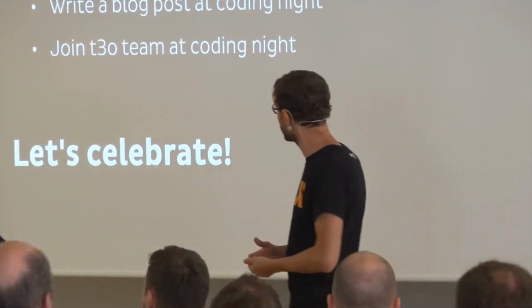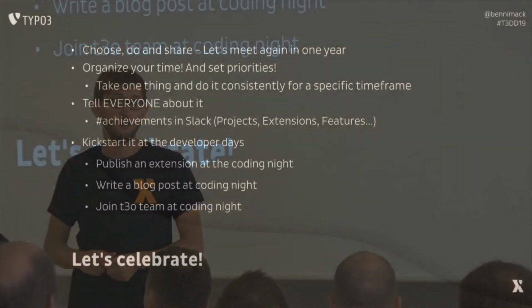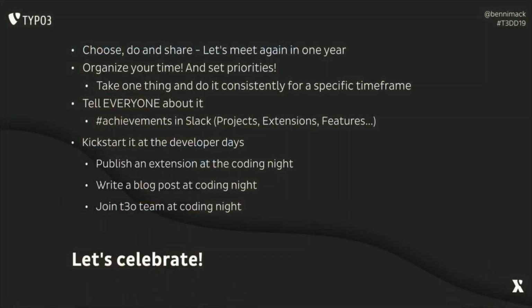And once you've done that, I start by telling everyone what I've done. Oh, Benni is doing so much cool stuff. Everybody can share this. So I created an achievements channel on Slack where you can write the small and the big things that you've achieved. We've just relaunched this project. I created this extension. Hey, look at my blog post. We can just share our excitement and the things that we've done.